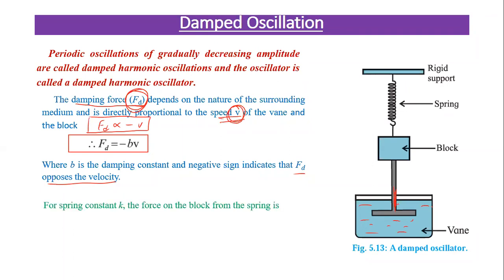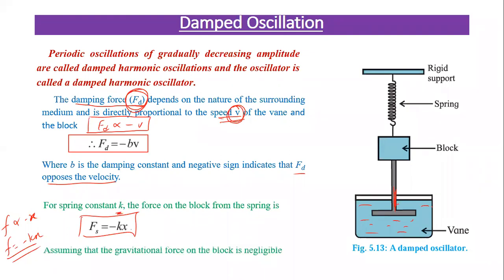Also, we can say here, the spring constant is K. If spring constant is K, then the force on the block from the spring is, as you learned in the previous article, F proportional to minus x. Then we can put the constant: F is equal to minus kx. This restoring force is equal to minus k into x. This k is a constant and it is called the force constant.